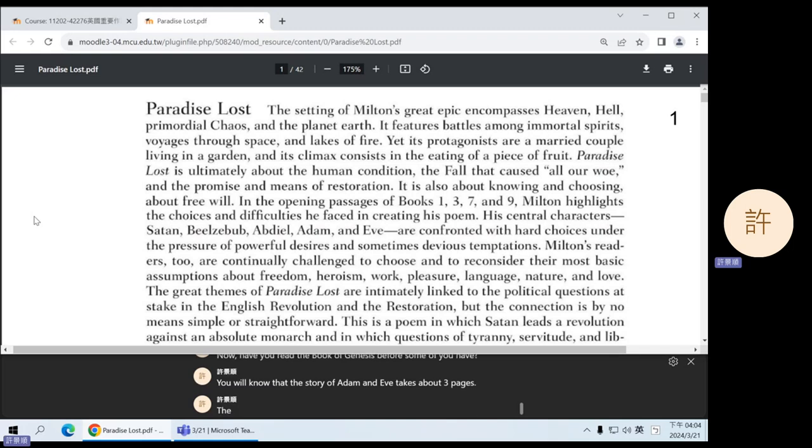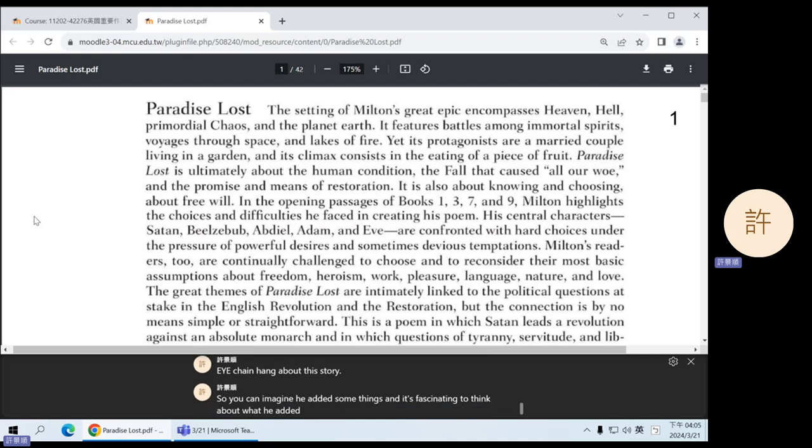The poem that Milton ended up writing, Paradise Lost, is 11,000 lines about this story. So you can imagine he added some things. And it's fascinating to think about what he added. Not just Adam and Eve, but going back to why Satan corrupted Eve. Why did Satan give Eve the forbidden fruit?